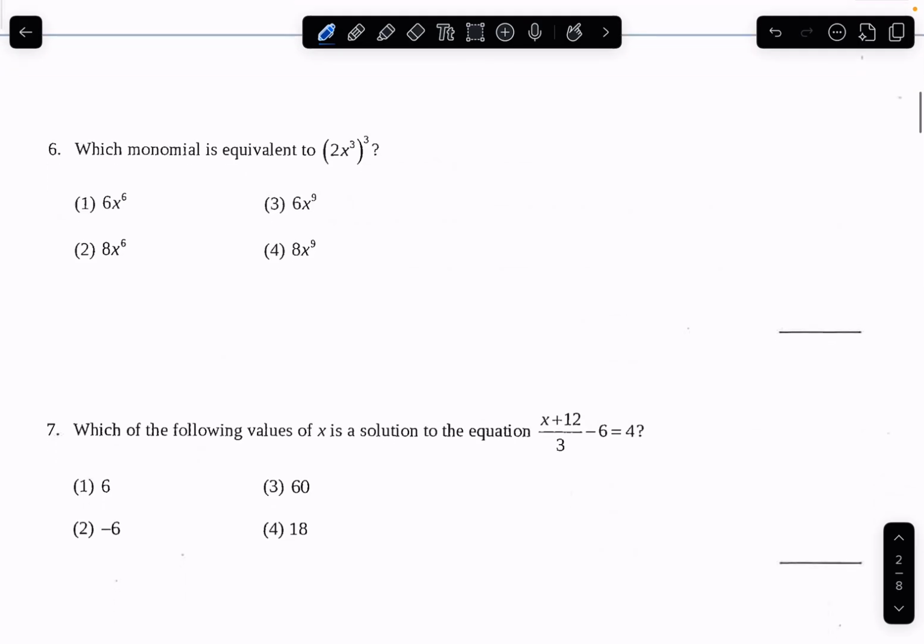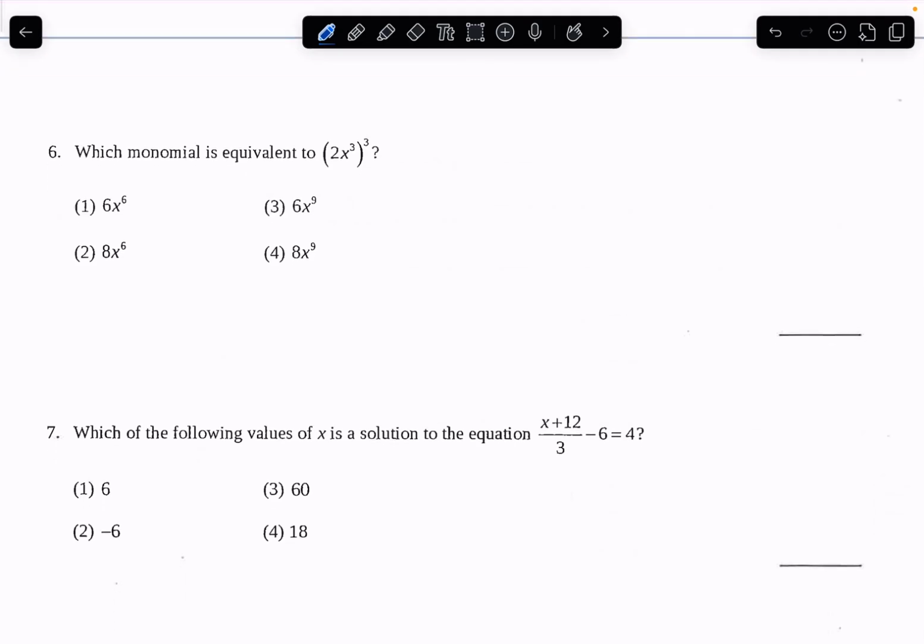The next page. All right, so this one's caused some problems in the past, but we're going to raise 2 to the 3rd power, right? Because it's 1 times 3, so it's 2 to the 3rd. And then we have to do x to the 3 times 3. So 2 to the 3rd is 8, and 3 times 3 is 9. So it's 8x to the 9th power, which is choice number 4.